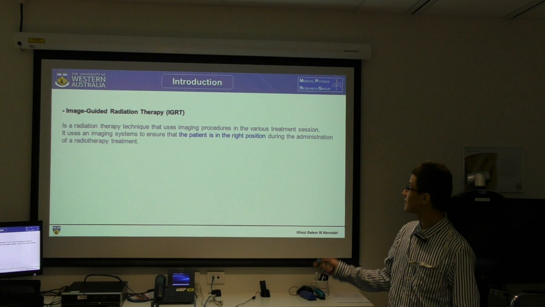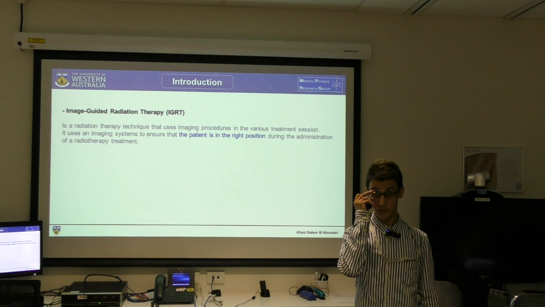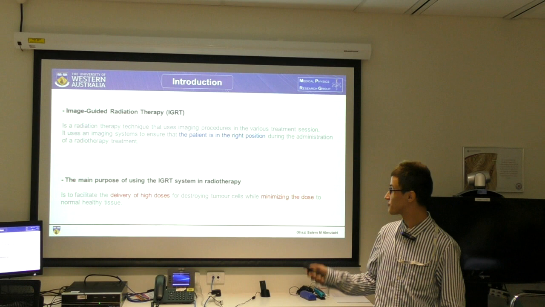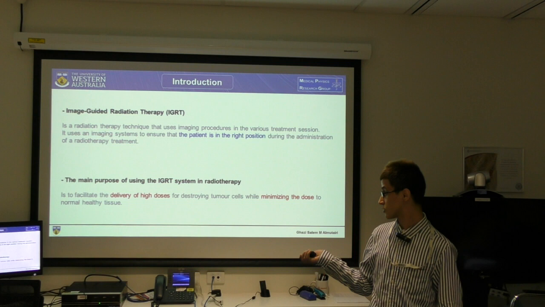Image guided radiation therapy is a radiation therapy technique that uses imaging procedures in various treatment sessions. It uses imaging methods to make sure the patient is in the right position during the administration of radiotherapy. The main purpose of using IGRT is to help deliver a high dose to the tumor to destroy the tumor cells and minimize the dose to the healthy tissue.